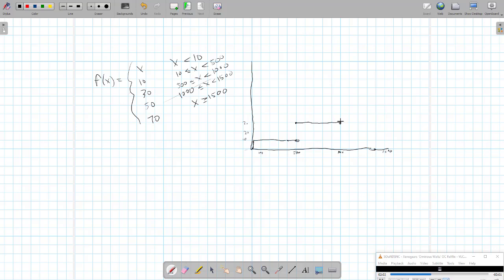Empty circle there. Then we jump up to 50, from 1,000 to 1,500. Empty circle there. And then we're at 70, so that's 50, 60, 70, from there on. So that would be the graph, such as it is.